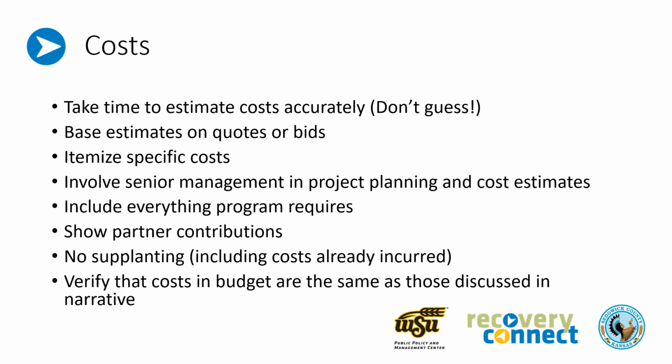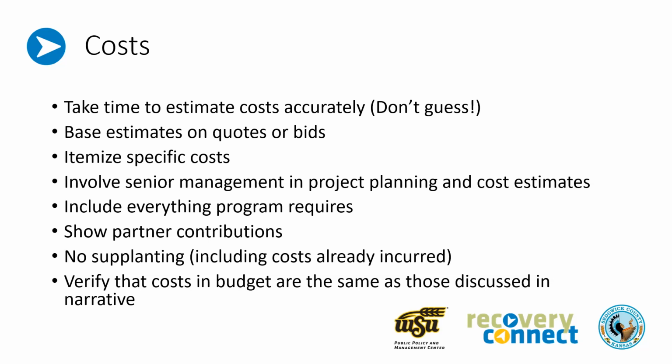So you want to try to get estimates for costs, particularly the big ticket items. If you're renting a bus or you're renting a facility, you want to estimate those costs as closely as possible. Base it on quotes or bids. Itemize specific costs. We're going to have to list those in detail in our budget narrative. Be sure to involve senior management in project planning and cost estimates.